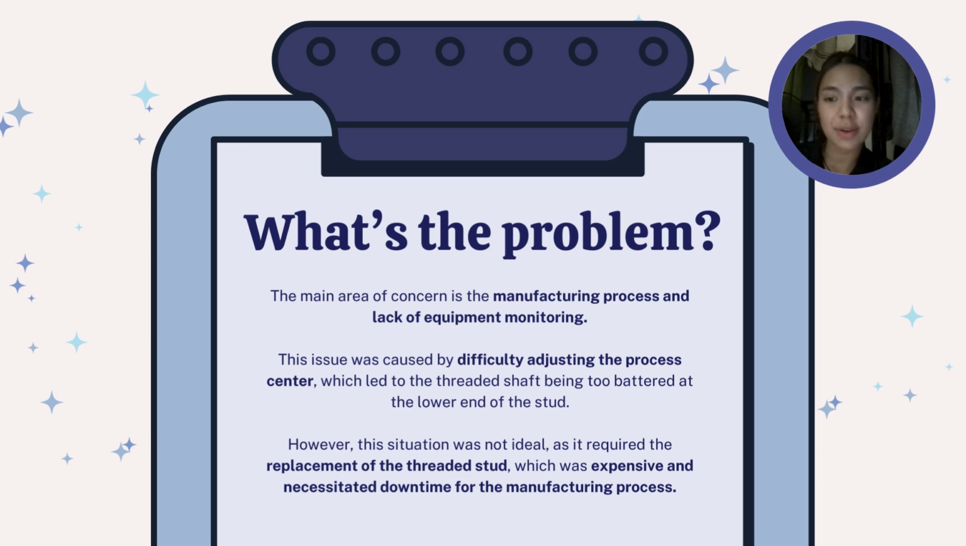The maintenance technician found it challenging to adjust the process center, resulting in the lock nut not holding and the syringe lengths becoming longer. The operators were initially satisfied with this situation because the plotted points of the syringe lengths came under the upper control limit of the X chart, indicating that they were making syringes to the proper length. However, this situation was not ideal, as it required the replacement of the threaded stud, which was expensive and necessitated downtime for the manufacturing process. Upon replacing the threaded stud, waste and rework from the final step dropped to virtually zero over many weeks.